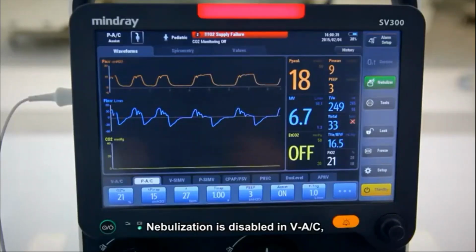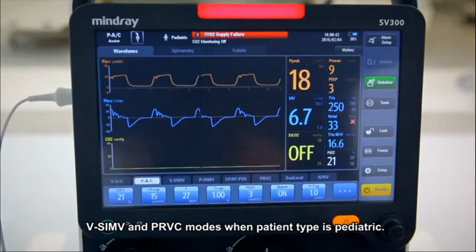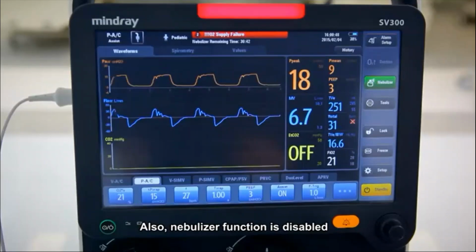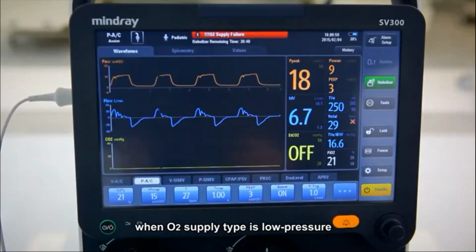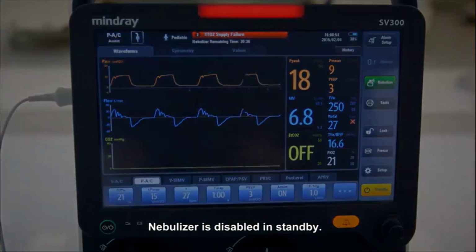Nebulization is disabled in VAC, VSIMV and PRVC modes when patient type is pediatric. Also, nebulizer function is disabled when O2 supply type is low pressure. Nebulizer is disabled in standby.